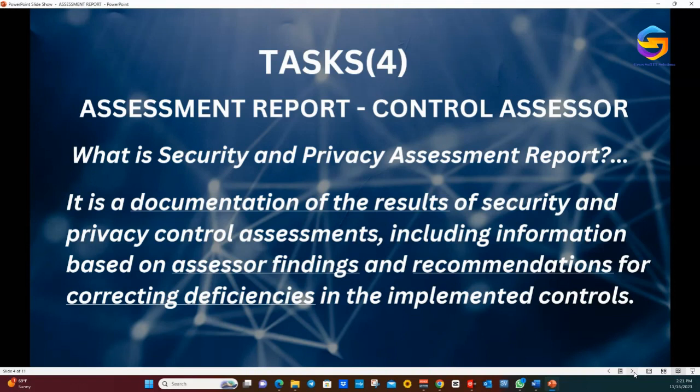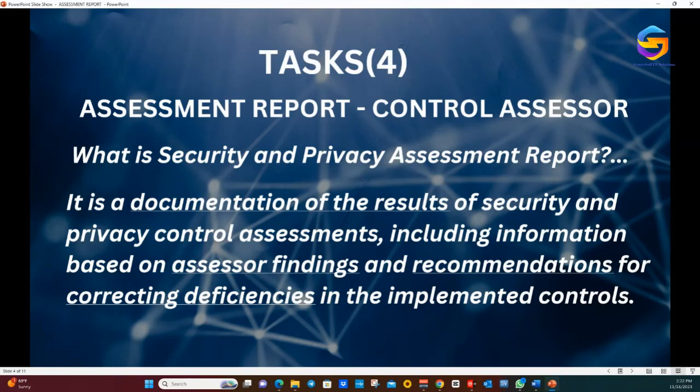If you look at what I have on my screen, you realize that I have certain keywords, or phrases, underlined. So we said it's a documentation of results. Two, we also said it is the assessor's findings and recommendations. So if you want to put what an assessment report is simply, an assessment report is simply findings plus recommendations.